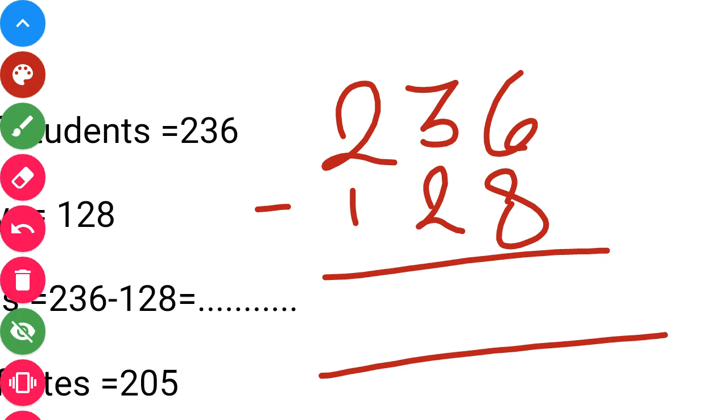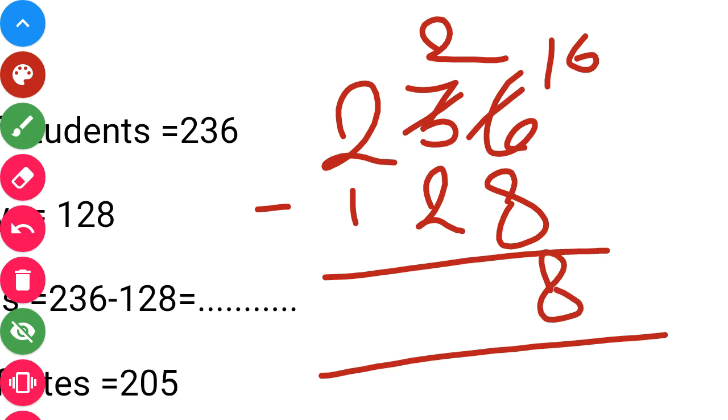So here we are having 6 at one's place. We cannot subtract 8 from 6. Now this 6 will take a borrow from 10's place. This 6 will become 16 and this 3 will become 2. Now 16 minus 8. How much will you get when you subtract 8 from 16? Count after 8: 9, 10, 11, 12, 13, 14, 15, 16. You will get 8 here.